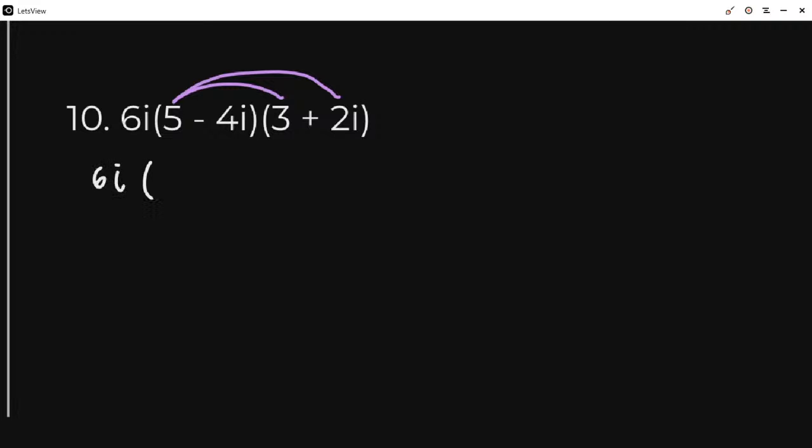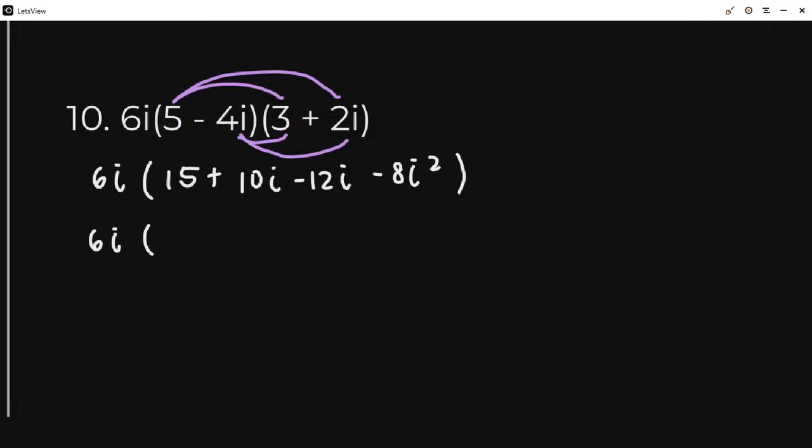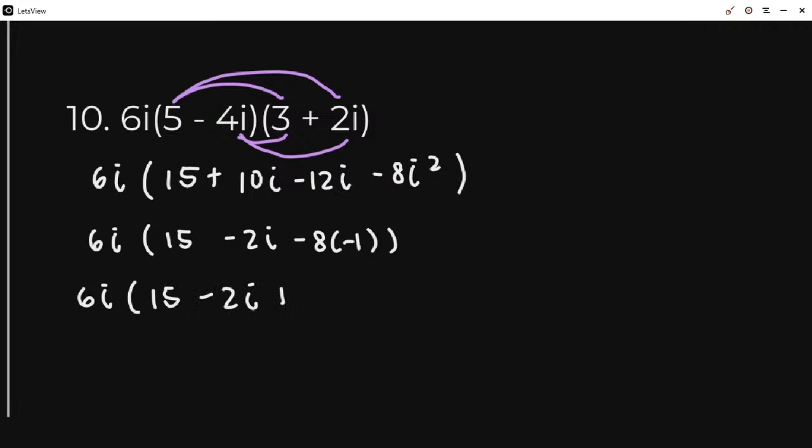So 6i times 15 plus 10i, and then I'm going to multiply the negative 4i, so minus 12i minus 8i squared. So then I get 6i, and now I'm just going to simplify this first. So 15 minus 2i minus 8 times negative 1, so that's 6i times 15 minus 2i plus 8. So that's 6i times 23 minus 2i.